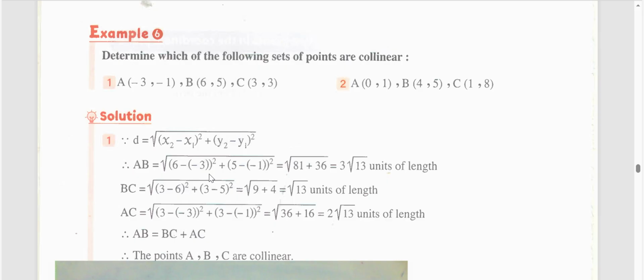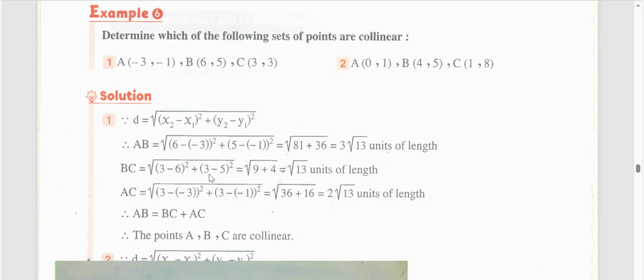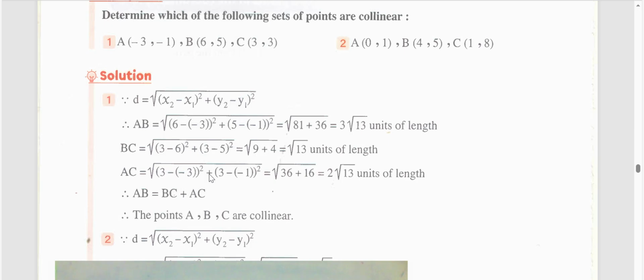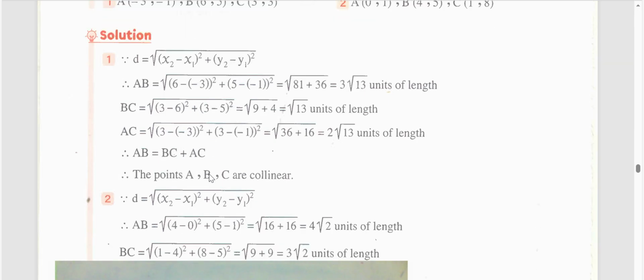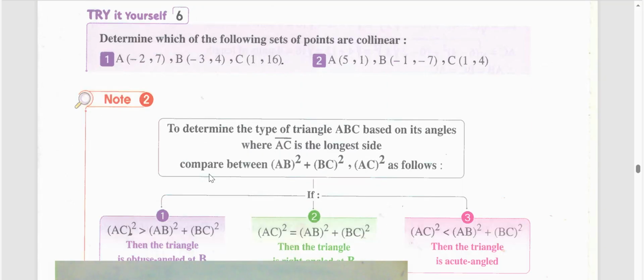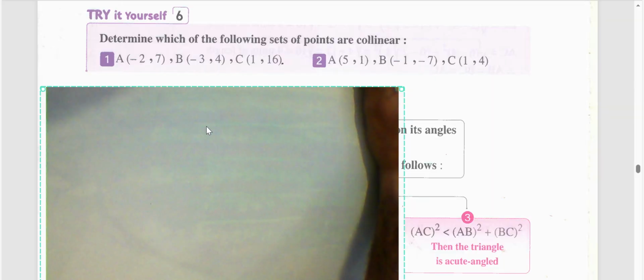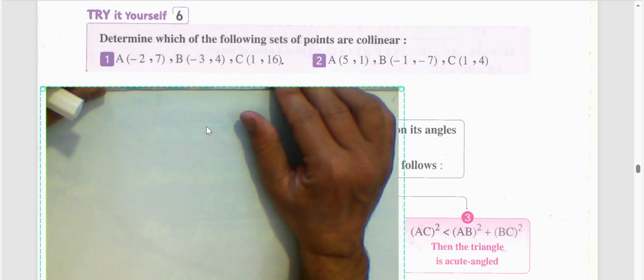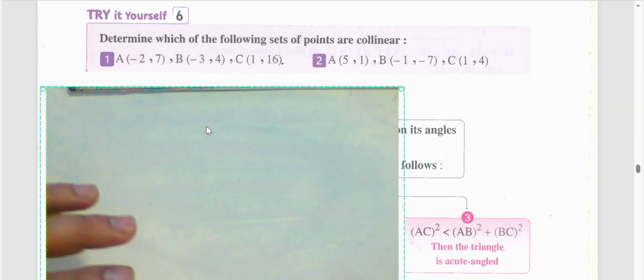Determine which of the following points are collinear. We must find the 3 dimensions and prove that the greatest length equals the sum of the two other sides, so the points are collinear. And number 2 is also the same. Number 6: determine the type of this triangle, or whether these points are collinear or not collinear. So I will solve question number 1 by finding the 3 lengths.